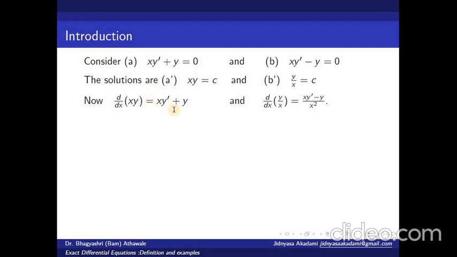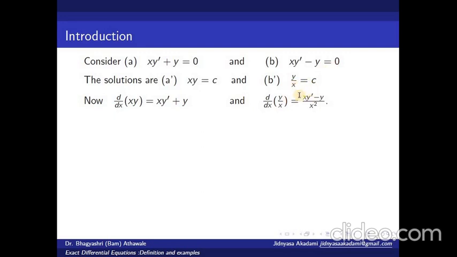This derivative of xy with respect to x is nothing but the LHS of our differential equation, x y dash plus y. And here it is not exactly the LHS of our differential equation. That means here the derivative of this function is nothing but x y dash plus y and my differential equation is that equal to 0. That means in short my differential equation is derivative of xy is equal to 0 and therefore xy equal to constant is the solution. Here I can't say that this equation is exactly the derivative of this function equal to 0.